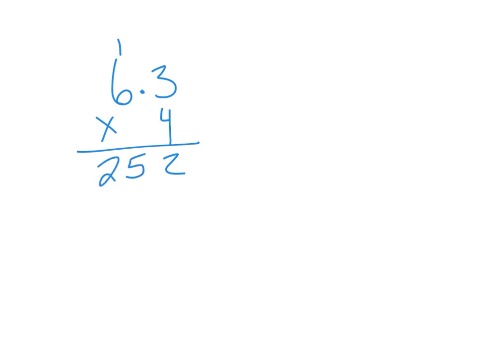So let's do another one. 6.3, make that decimal a little bigger, times 4. What is 4 times 3? 12. So put the 2, carry the 1. 6 times 4 is? 24. Plus 1. 25. How many numbers are behind the decimal? 1. So how many times do I move it? So my answer would be 25.2.